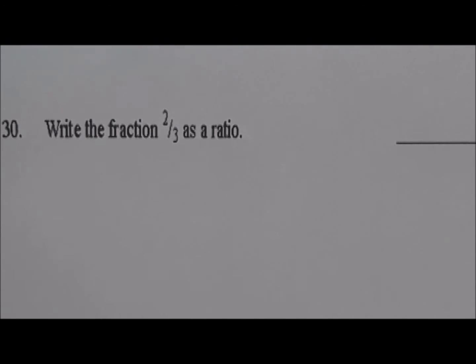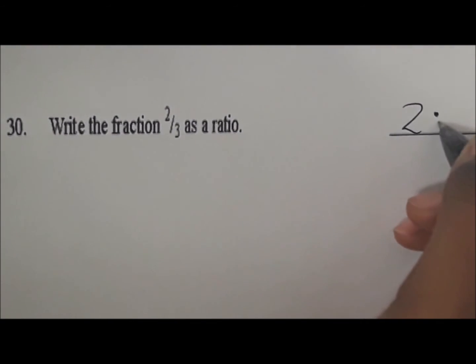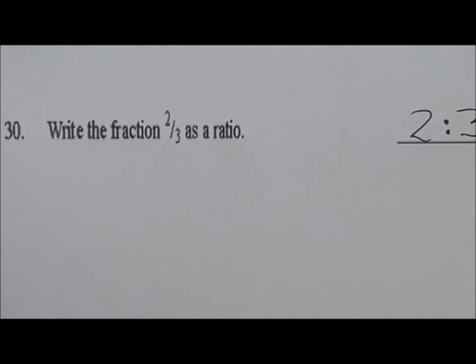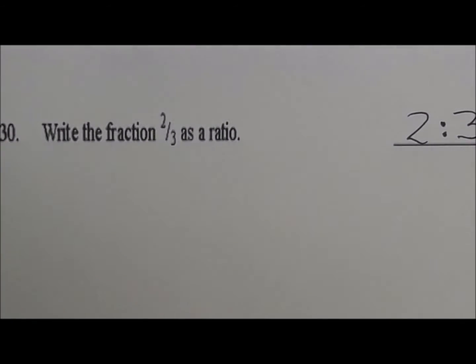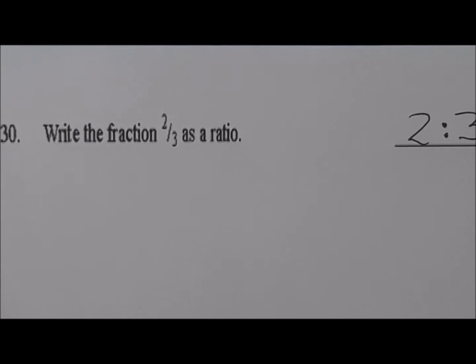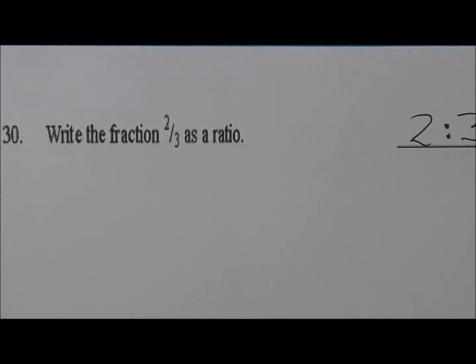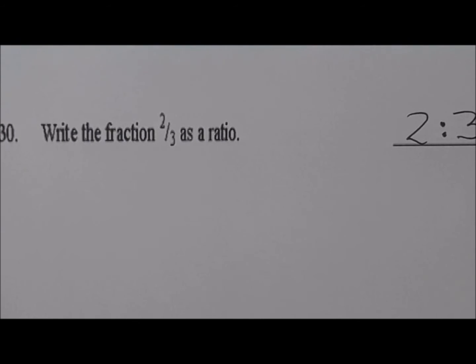Number 30, read it. Write the fraction 2/3 as a ratio. So we're writing a fraction as a ratio. Give those at home a chance to work it before we proceed. Okay, Rafaela, let's write it. 2 to 3. What do you call the 2 dots? The colon. You put a colon. 2 colon 3 means 2 to 3 as a ratio. Okay, you could also write it with the word TO, 2 to 3. Same thing. Okay, very good.